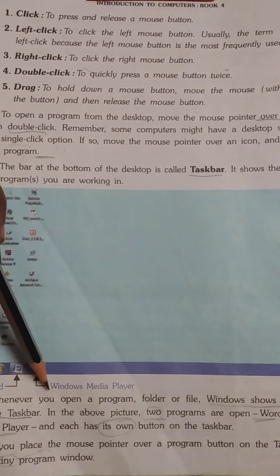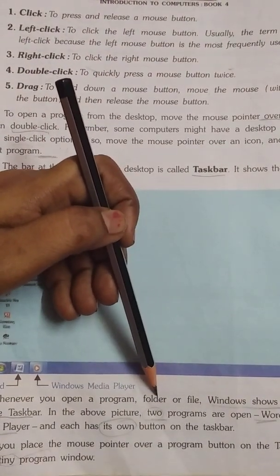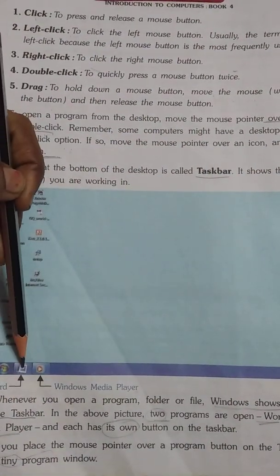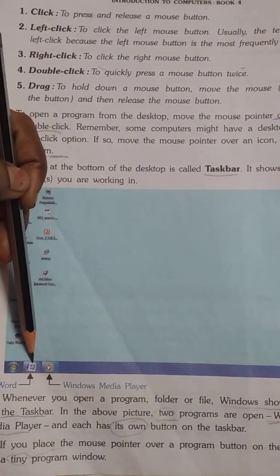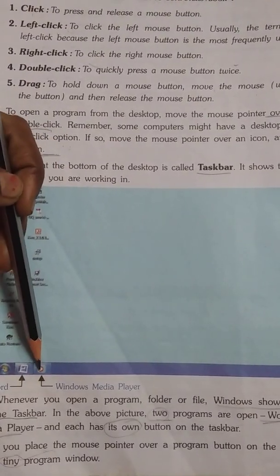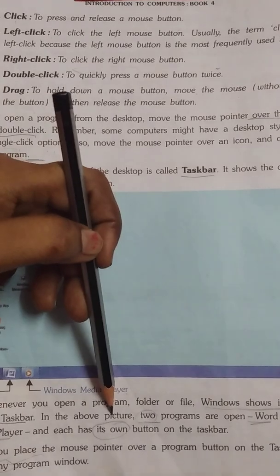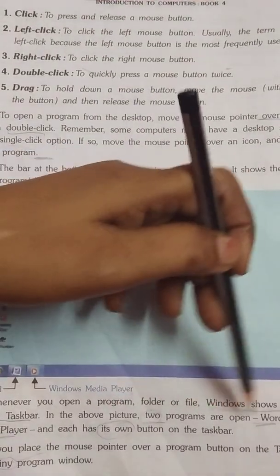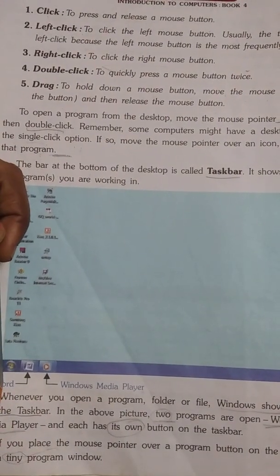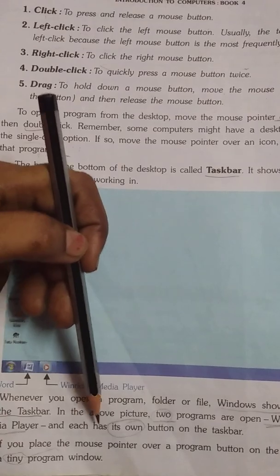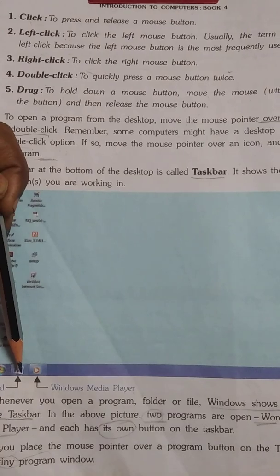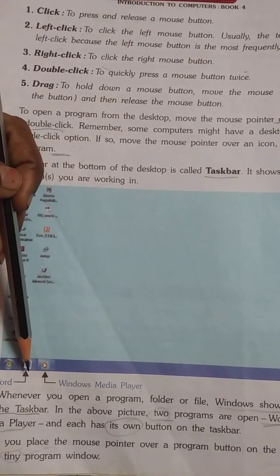Now whenever you open a program, folder or file, Windows shows its icon button on the taskbar. See, it's shown over here. Are you able to see these icons? It's a pictorial representation. In the above picture, two programs are open. Which are they? Word and Windows Media Player, and each has its own button on the taskbar. Each program has its own button.